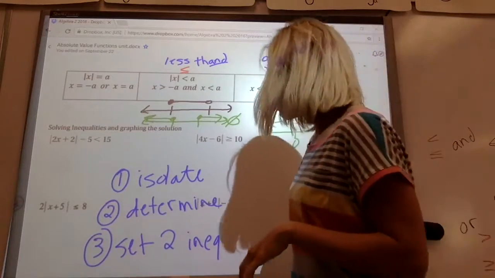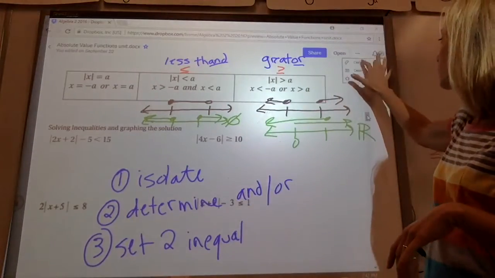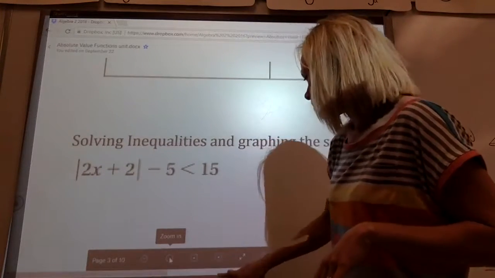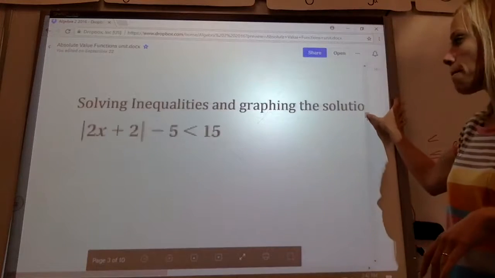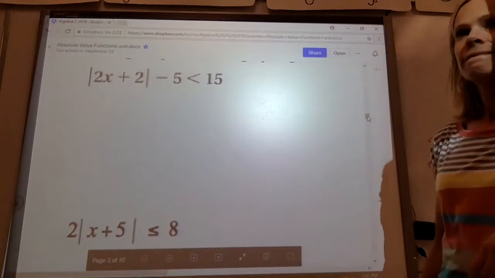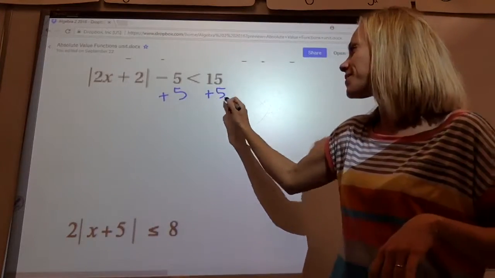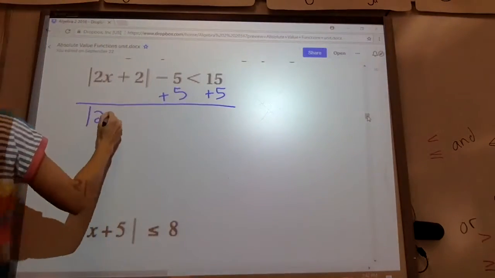Okay, so let's do some examples. So my first example, what do I have to do first there? Add 5. Add 5, very good. You need to isolate the absolute value. Right?